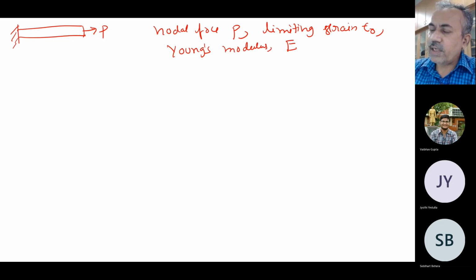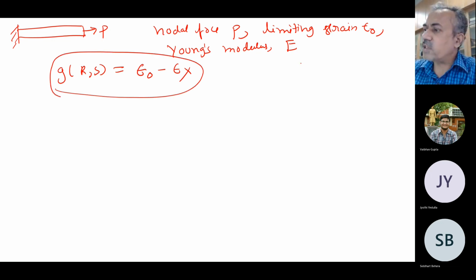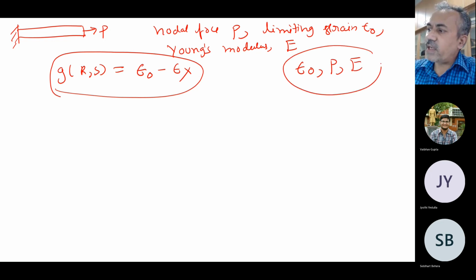Okay, so these are the three random variables, and my performance function, say G(R, S), has been taken as epsilon naught minus epsilon. So this is a performance function. The performance function we have written in terms of the strains itself. Okay, so this is our formulation basically. So now our random variables are epsilon naught, P, and then E. These are the three random variables itself.